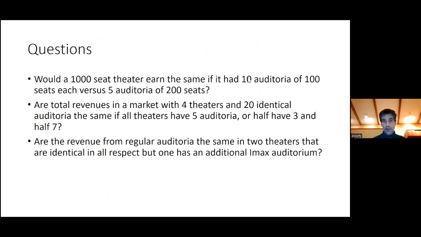If you look at the market as a whole, you can state the question slightly differently. In a market with 4 theaters of 20 identical auditoria, is it the same if some theaters are large, let's say they have 7 auditoria, and some are small, they have 3, or if all theaters have 5 auditoria? Would consumers have a preference between the 3 and the 7? And what is that preference?